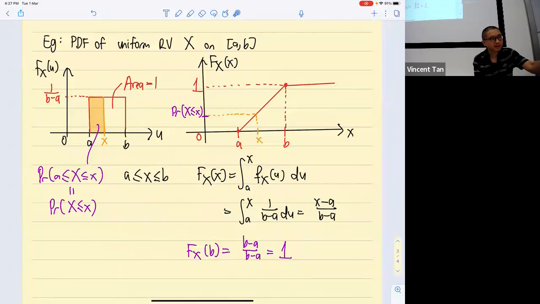Yes, because probabilities cannot be more than 1. Probabilities cannot be more than 1, so this must saturate at 1. Everyone understand?